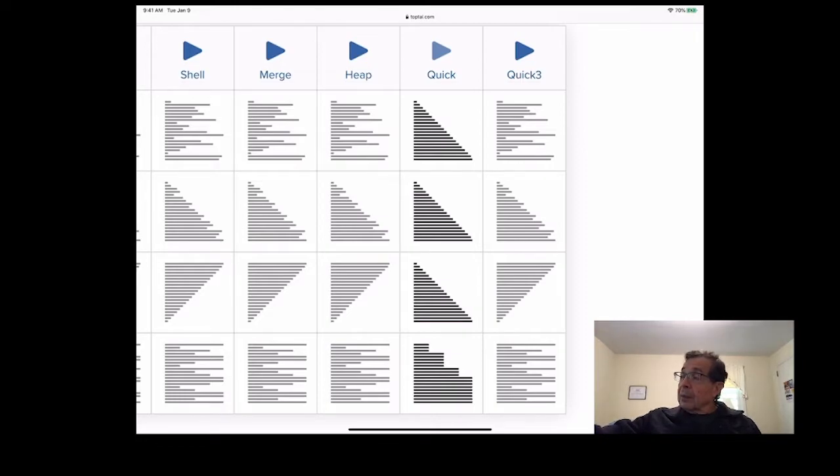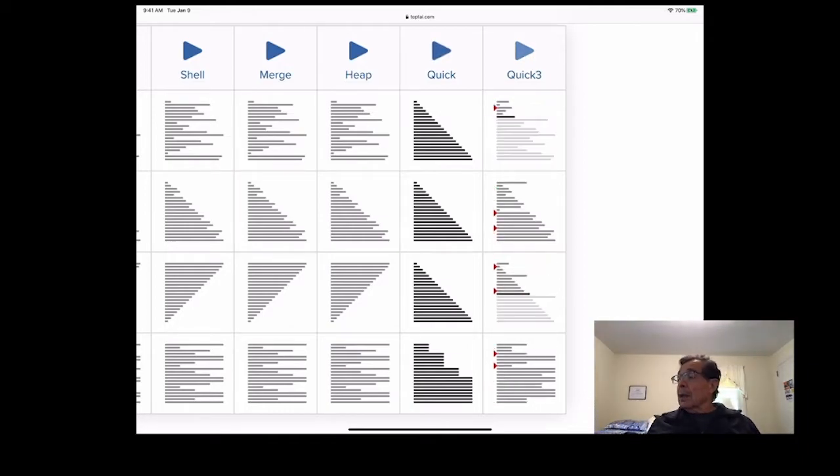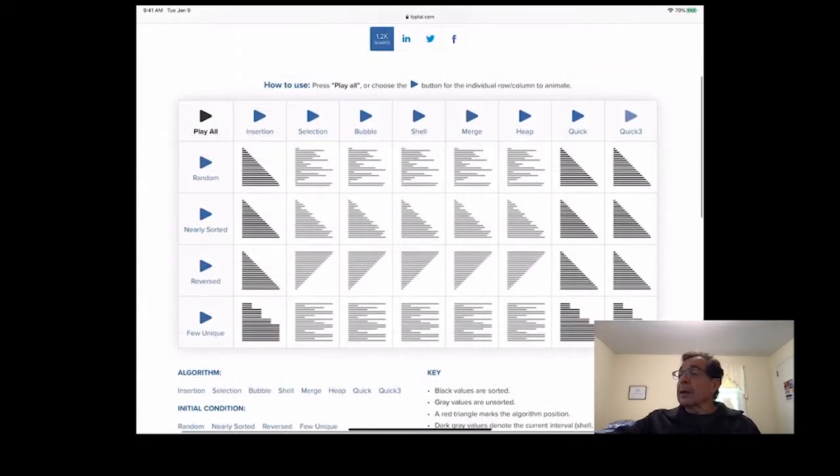But if we look at what happens to quicksort when we have modified it with a median of 3 idea, then all of a sudden the worst case seems to be not so bad. In fact, it becomes the best case, and the other cases are still very fast. Let's run all of them.